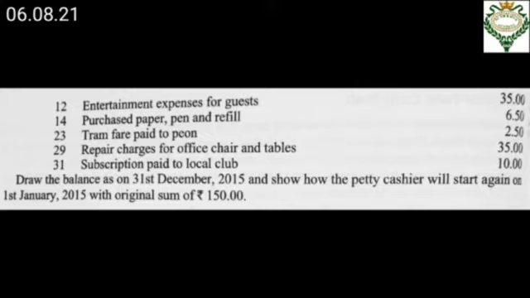Okay, so it is saying draw the balance on 31st December 2015 and show how the petty cashier will start again on 1st January 2015 with original sum of rupees 150. Okay, so we have to show how in the next month of January they will start with a new cash. Okay, so that we have to do. So come to the solution student.